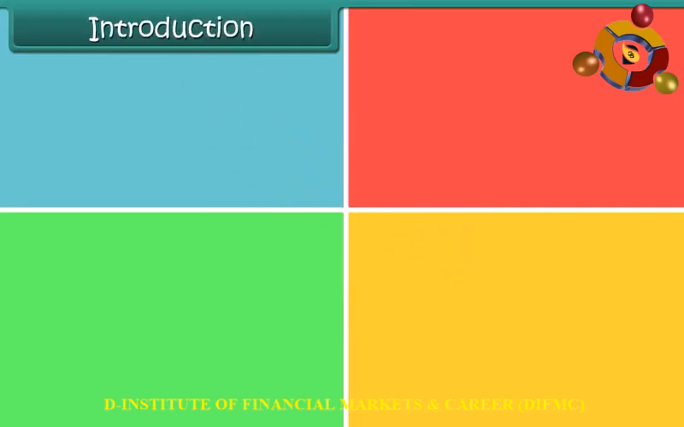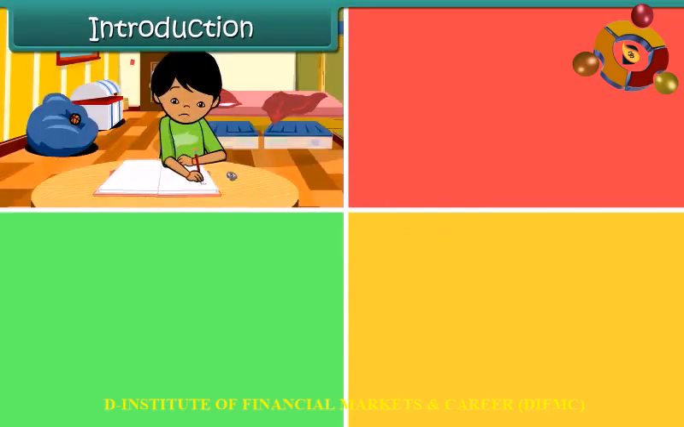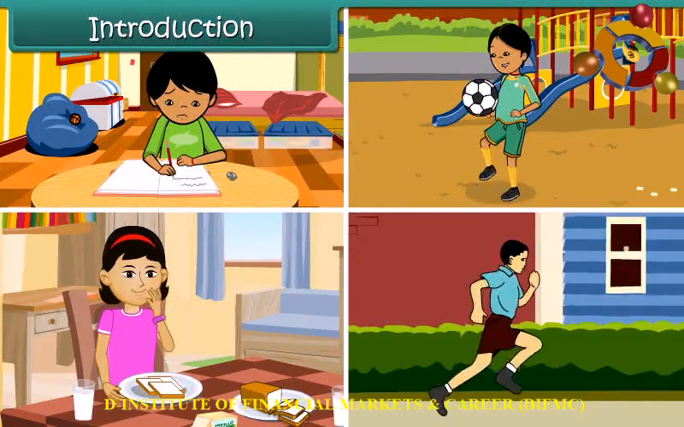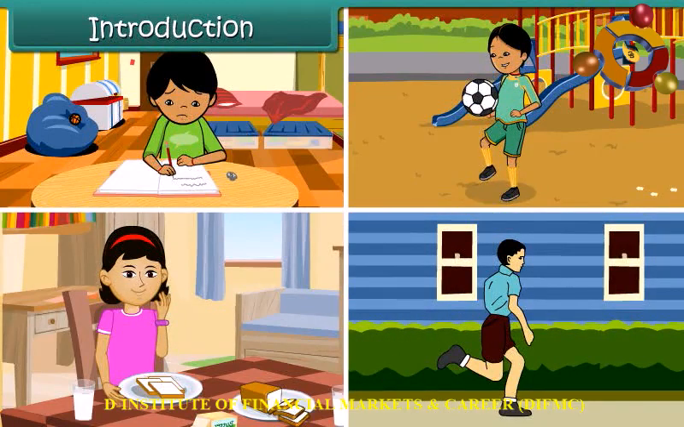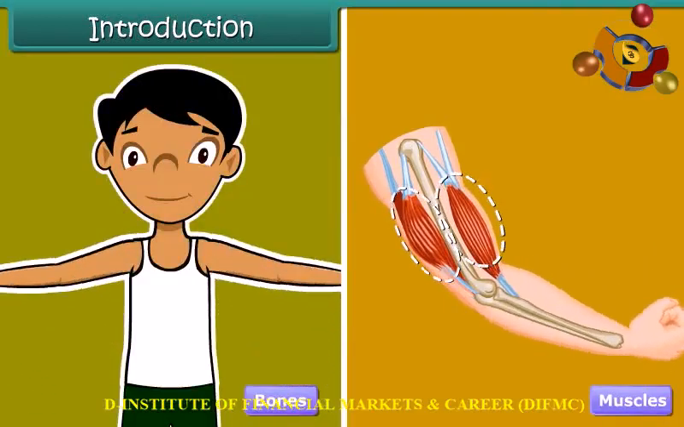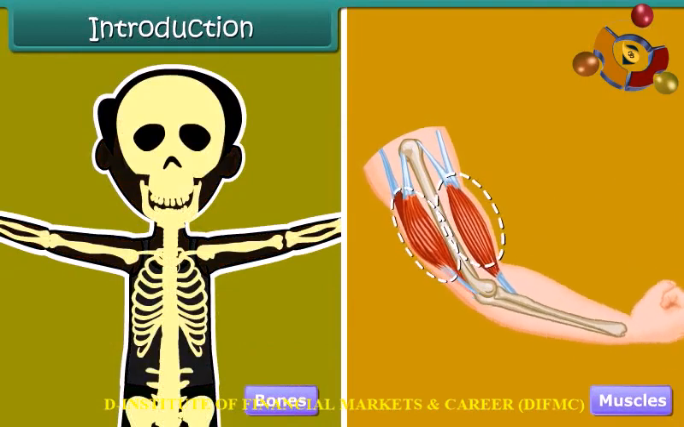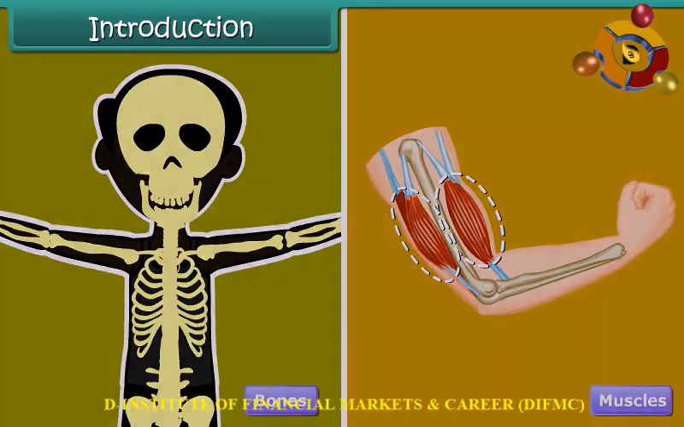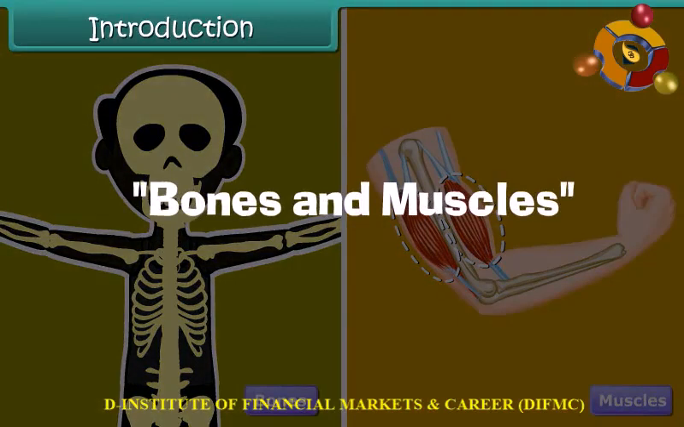Introduction. Each day we perform many activities. We study, we play, we eat, we run, and many others. Friends, do you know our bones and muscles play an important role in performing all such activities? Bones and muscles are the important parts of our body which make all bodily movements possible. Come on, let us learn more about these in this lesson. Bones and muscles.